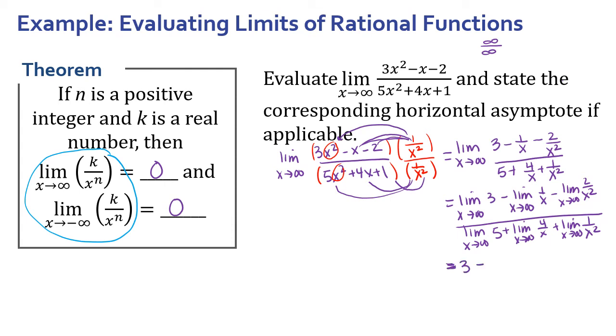And now we can use this positive integer formula, or new theorem, that we just learned. So 1 over x matches with having a number over x to a positive power. So that's going to be 1 divided by infinity, which is 0. Over here, same thing. My k value is 2, and I've got 2 over x squared, so I'm going to use that property, and that's going to go to 0. So that's going to be 5. This goes to 0, and this goes to 0. So now I'm able to evaluate that limit and say it's 3/5.